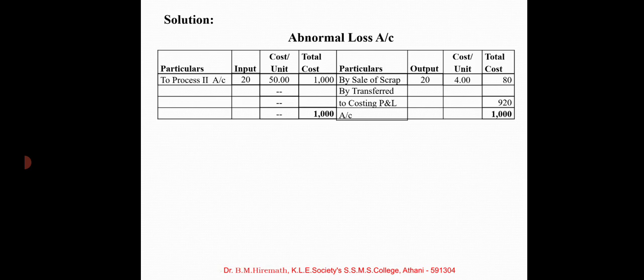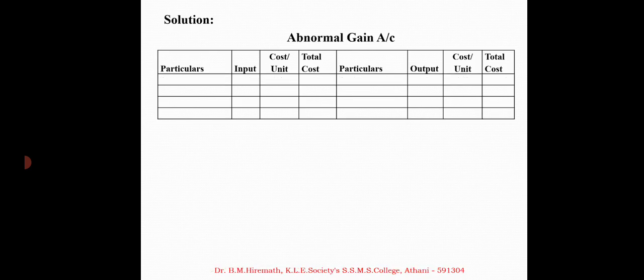Similarly, let us go for abnormal gain account. As you know, in process 3 there is an abnormal gain. 15 units of abnormal gain is there. So process 3 account debtor to abnormal gain account. Abnormal gain account credited by process 3 account. It should be recorded on the credit side of the abnormal gain account by process 3. Number of units are 15 and rate per unit is rupees 80. 15 units into 80 is equal to 1200.